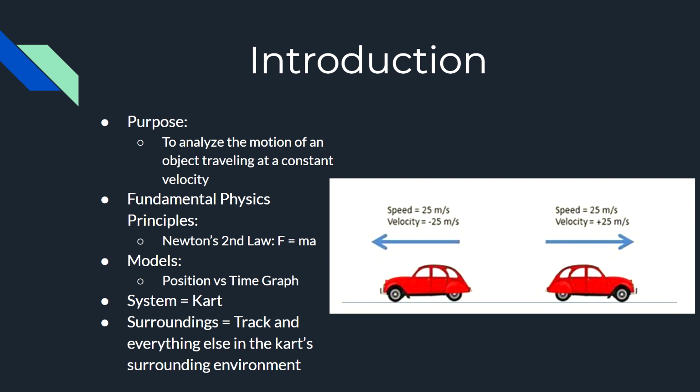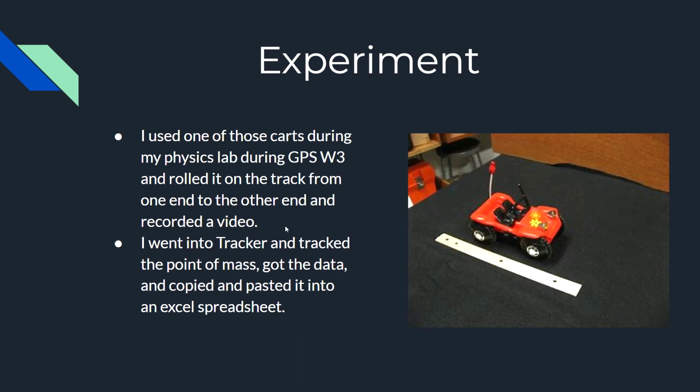The main model used in this experiment was the position-time graph. Specifically, the main thing we looked at were the slopes, because we know that the slope of the position-time graph is the velocity, or in other words, the derivative of position is velocity. The system is the carts, and the surroundings are the track and everything else in the cart's environment. In my experiment, I used one of the carts found in the lab, and I just rolled it from one end of a track to the other end and recorded a video.